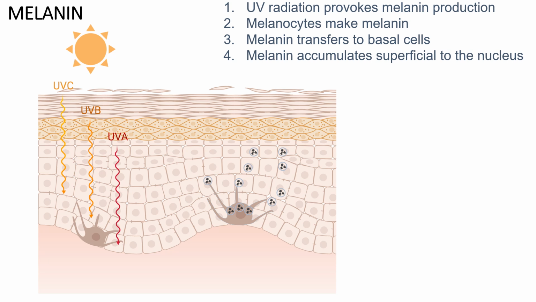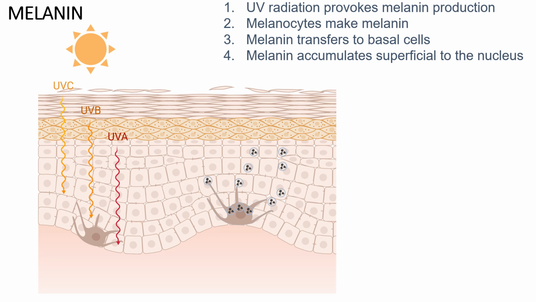Melanocytes are cells in the stratum basale. They have a spider-like appearance. You can see that on the picture here. And they make melanin, which is a brown-black pigment. These melanocytes are always making melanin, always. But UV radiation actually provokes them to accelerate their production of melanin.